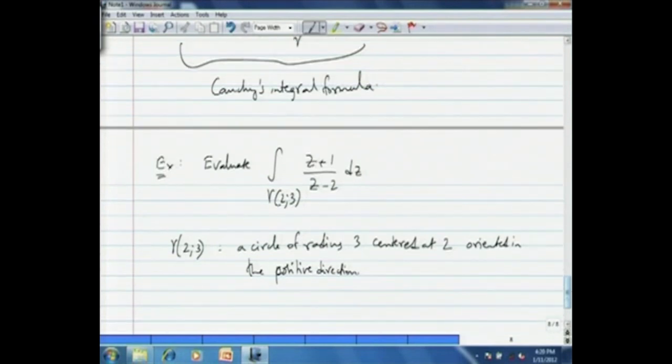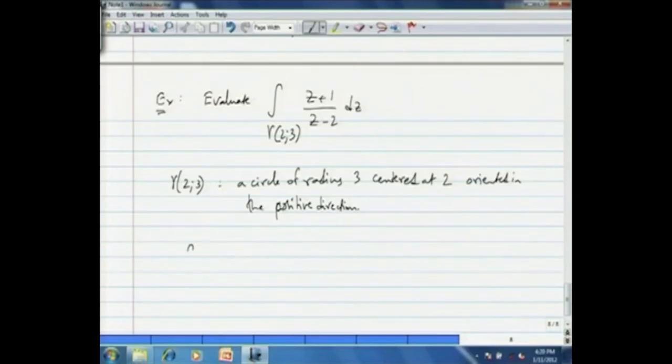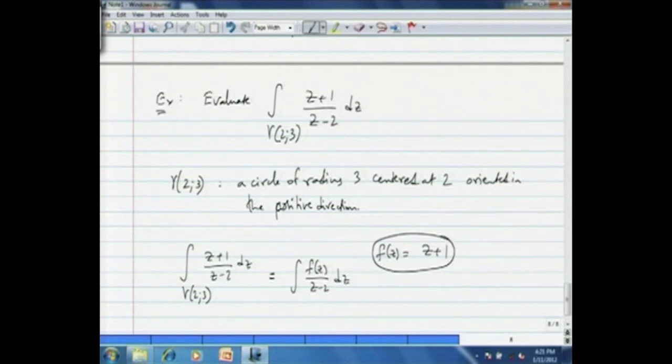Recall that how we parameterize this circle is immaterial, because contour integrals are independent of how you parameterize the circle. So, Cauchy's integral formula allows you to think of this as z plus 1 by z minus 2. You consider the analytic function z plus 1, and then this integral can be thought of as integration of f of z by z minus 2 dz. So, considering the appropriate analytic function is important. Clearly, that function z plus 1 is an entire function. Recall, an entire function is analytic on all of the complex plane. So, it is definitely analytic on gamma and on the inside of gamma.